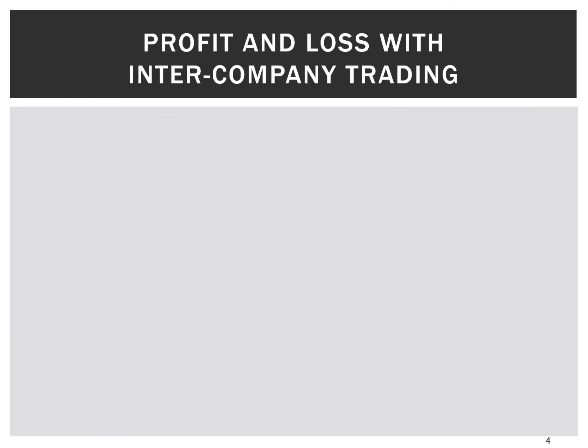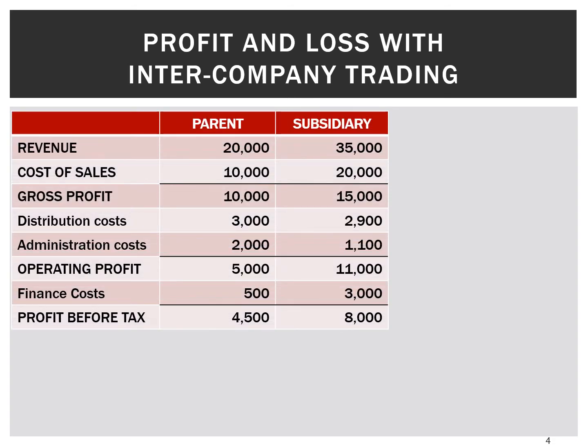If there is intercompany trading between two of the companies within the group, then the position gets more complicated, and here's an example that will try and illustrate the adjustments that we need to make. Here we've got the parent company's profit and loss account and the subsidiary company's profit and loss account, but this time there is some intercompany trading.